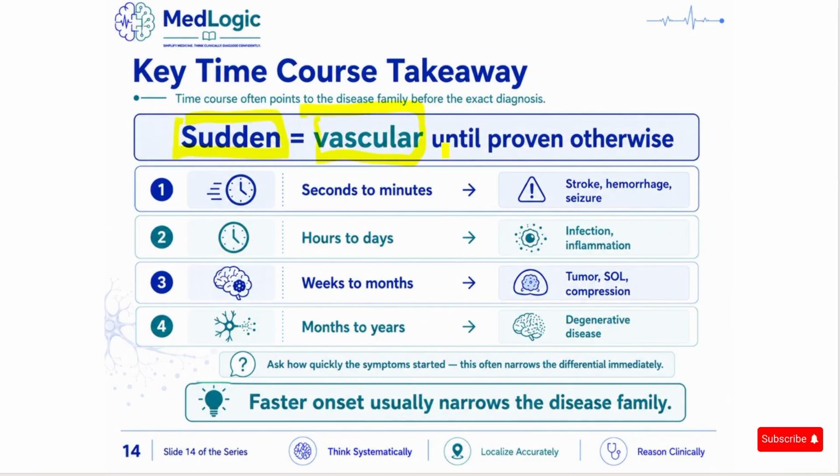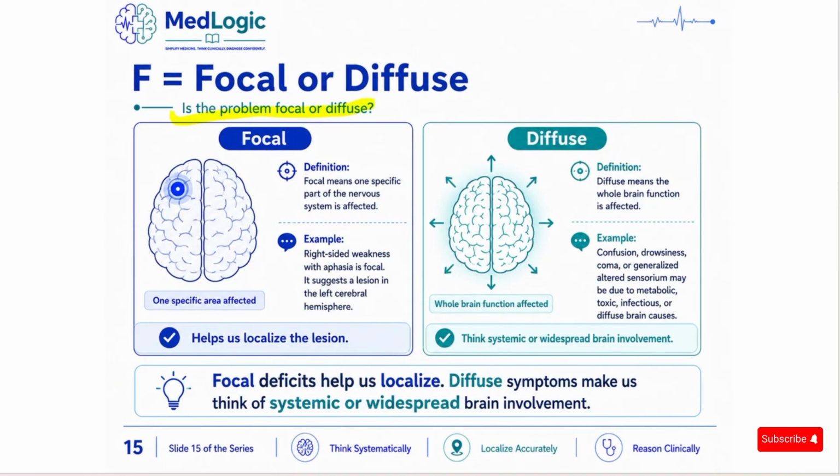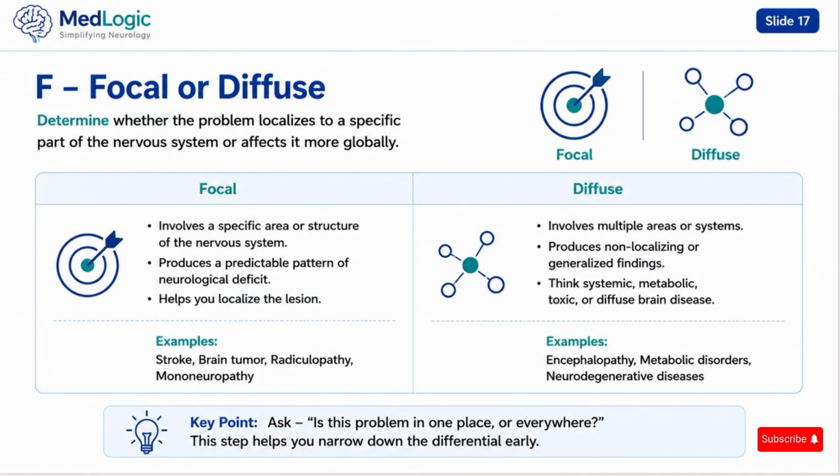The third question is, is the problem focal or diffuse? Focal means one specific part of the nervous system is affected. For example, right-sided weakness with aphasia is focal. It suggests a lesion in the left cerebral hemisphere. Diffuse means the whole brain function is affected. For example, confusion, drowsiness, coma, or generalized altered sensorium may be due to metabolic, toxic, infectious, or diffuse brain causes. So focal deficits help us localize. Diffuse symptoms make us think of systemic or widespread brain involvement.